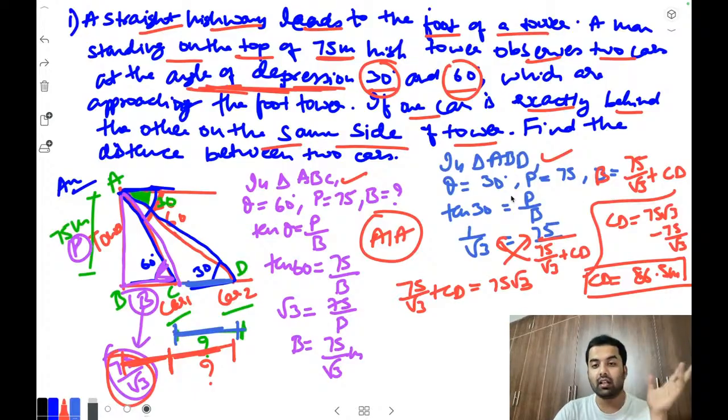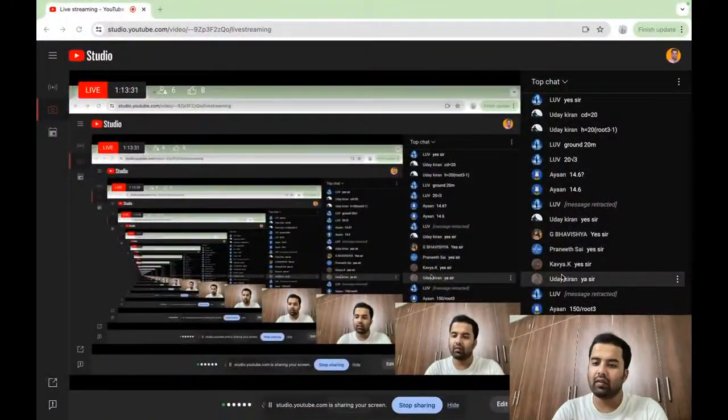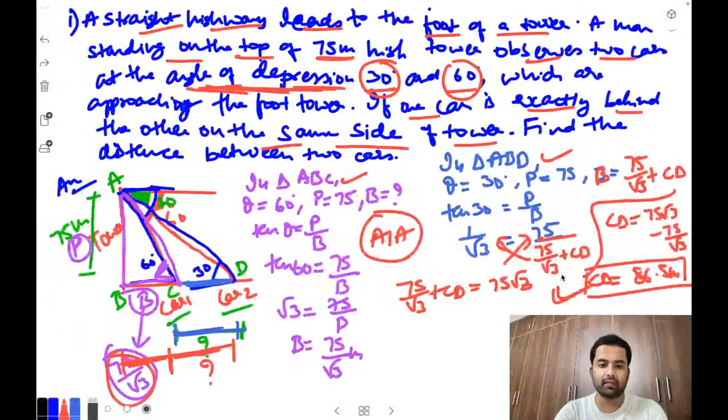Mention in the concluding statement: so the distance between the cars is 86.5 meter. Mention that, please. It is a 5 marks question. You have to write the given, body and conclusion. This thing we already discussed. Again, I'm repeating it. CD value we got here, CD value 86.5. Write the last statement: distance between the two cars is 86.5 meter. Okay, fine. Those getting a nearby answer, it's okay.